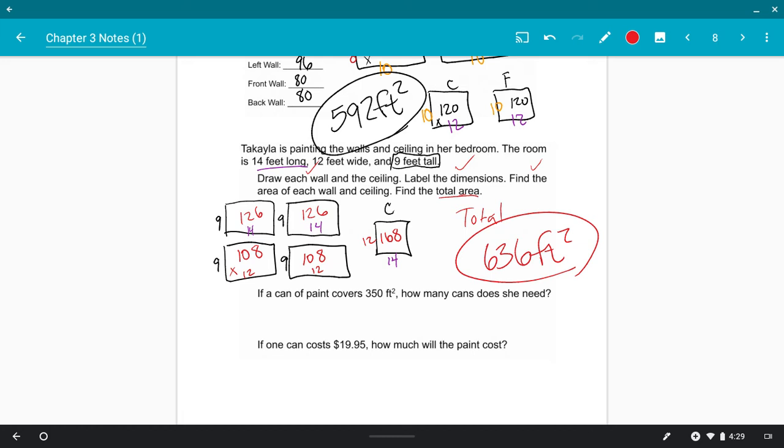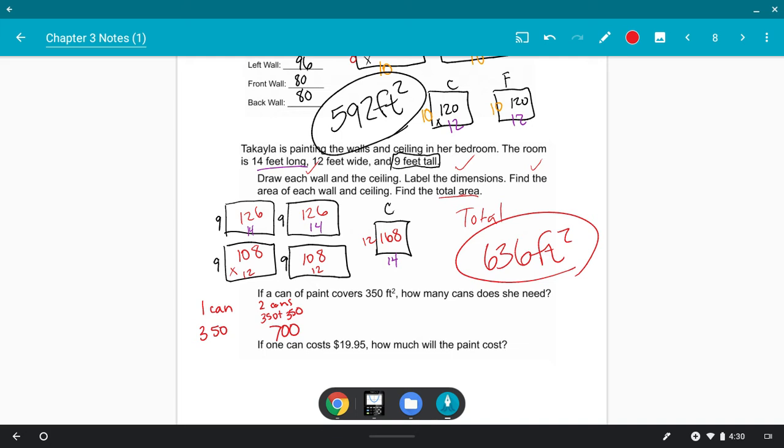All right, so now it says if a can of paint covers 350 square feet, how many cans does she need? Well, one can is going to cover 350 square feet. Two cans would cover 350 plus 350, which is 700 square feet. So, of course, she needs something between those, but you can't go to Lowe's or Menards or Home Depot and buy part of a can of paint.